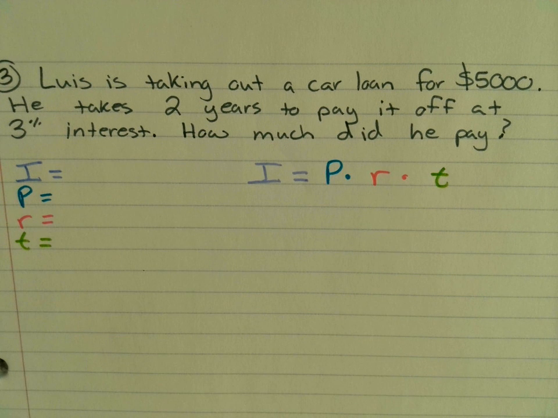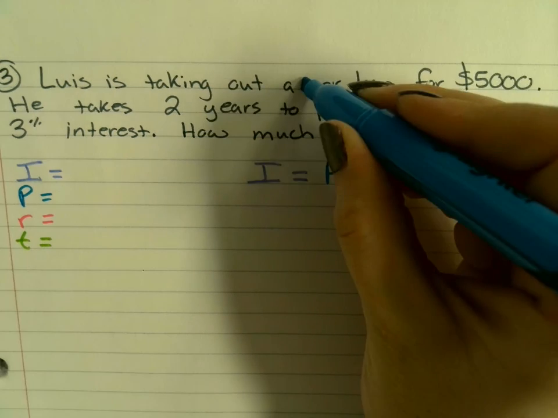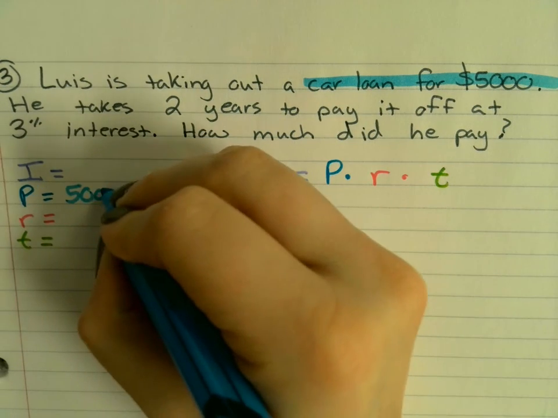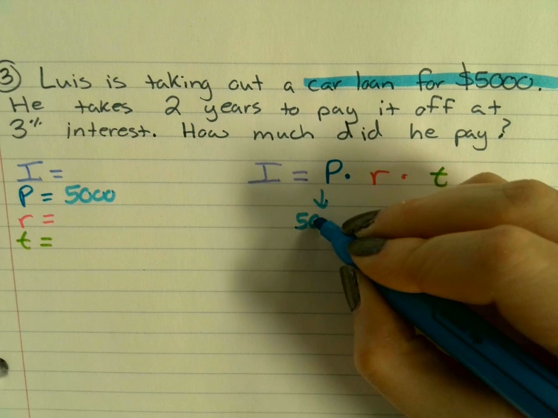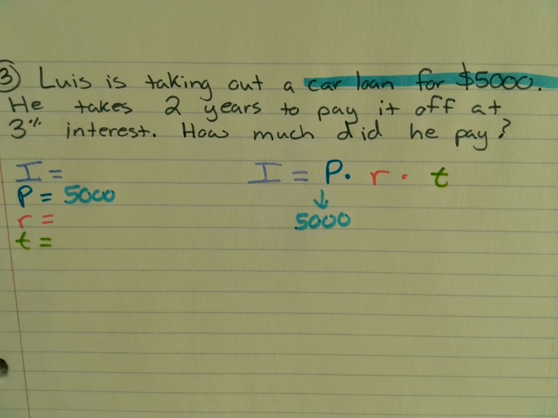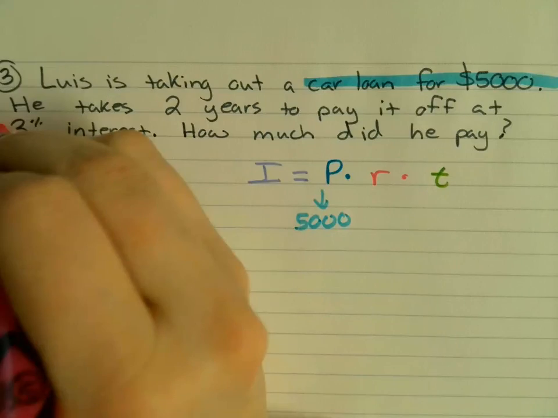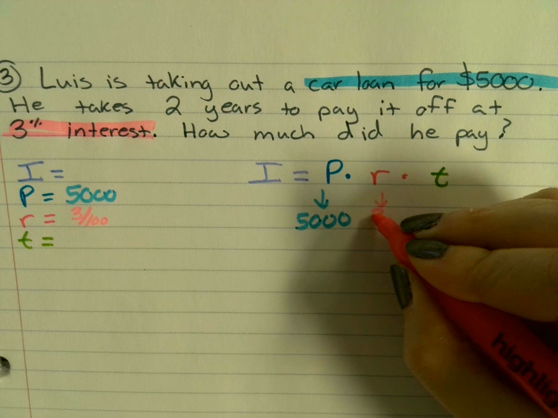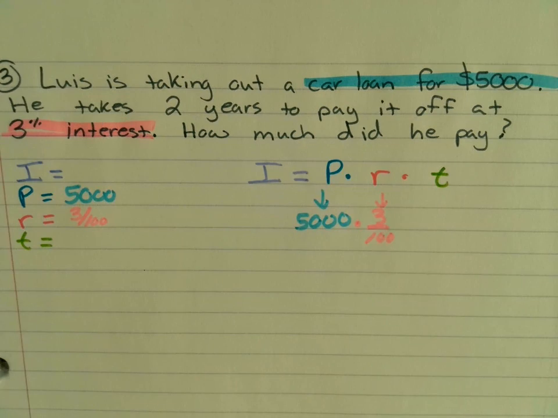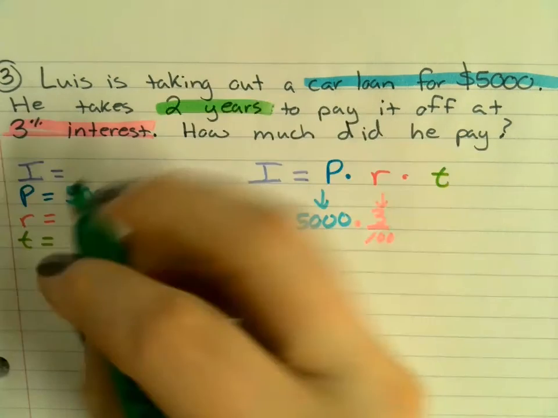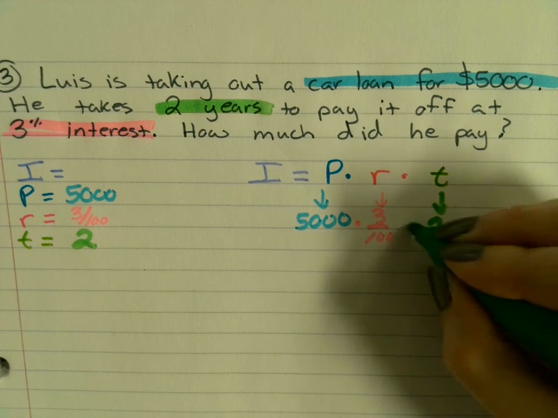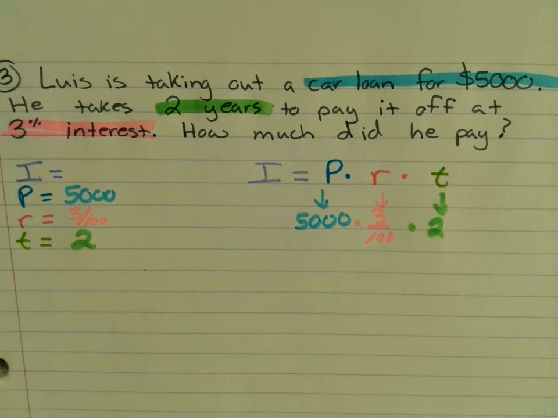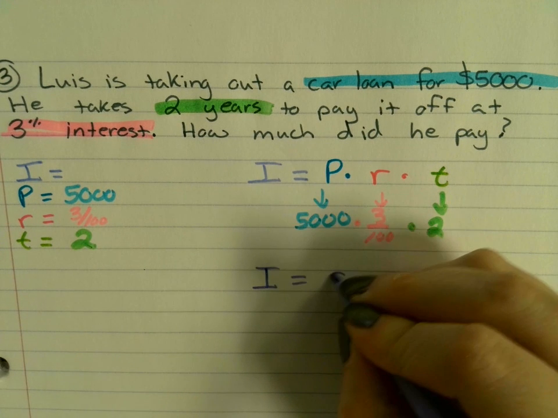Okay, let's go ahead and go over it. What's the principal? 5,000. So it's a car loan for 5,000. So we're going to put 5,000 here. What's the rate? 3 over 100. Good. 3%. Don't forget to put that over 100. What's the time? 2 years. Okay, so it's already in years, so you can leave it as a 2. Then we're going to multiply it. What's the interest going to wind up being? 300. The interest is 300.